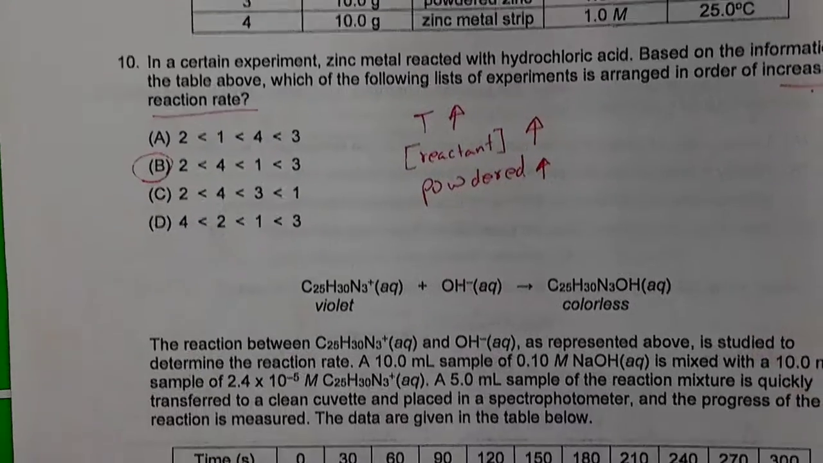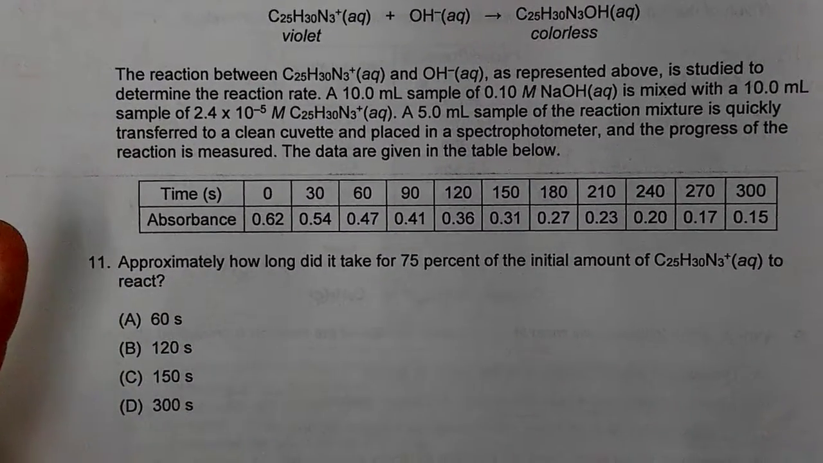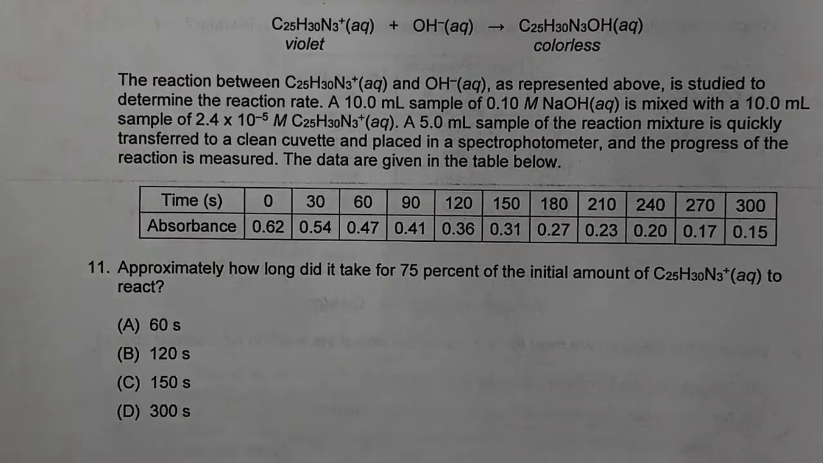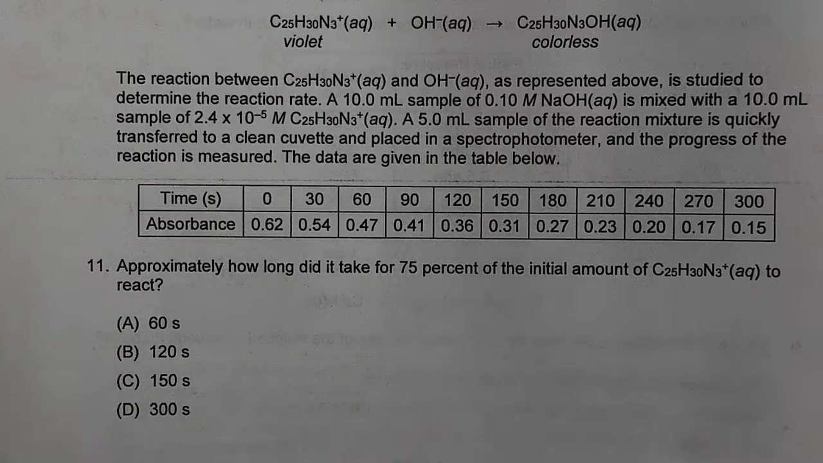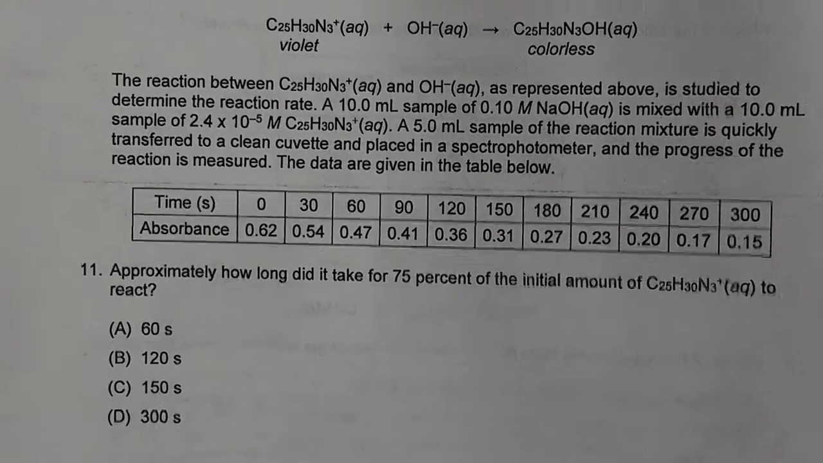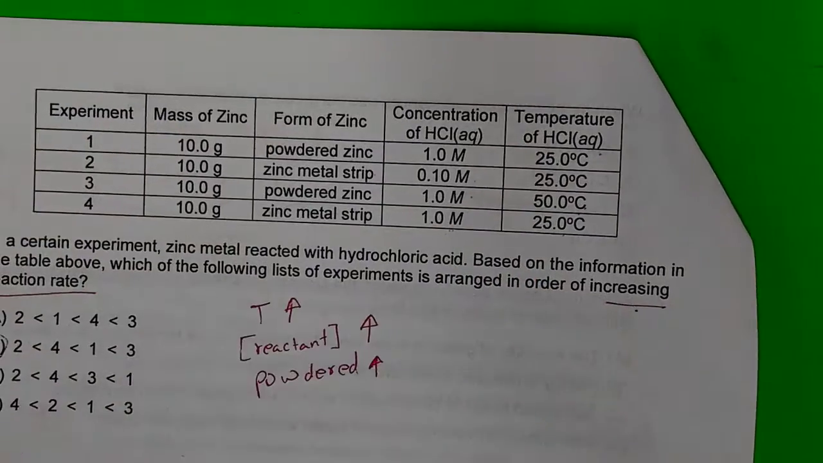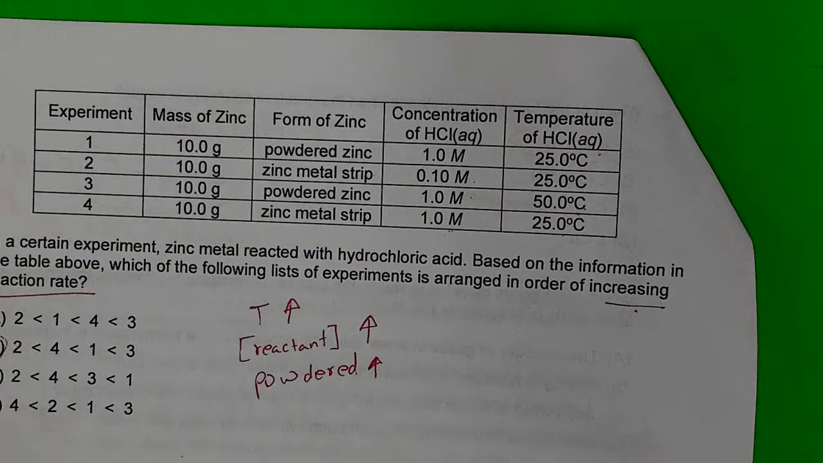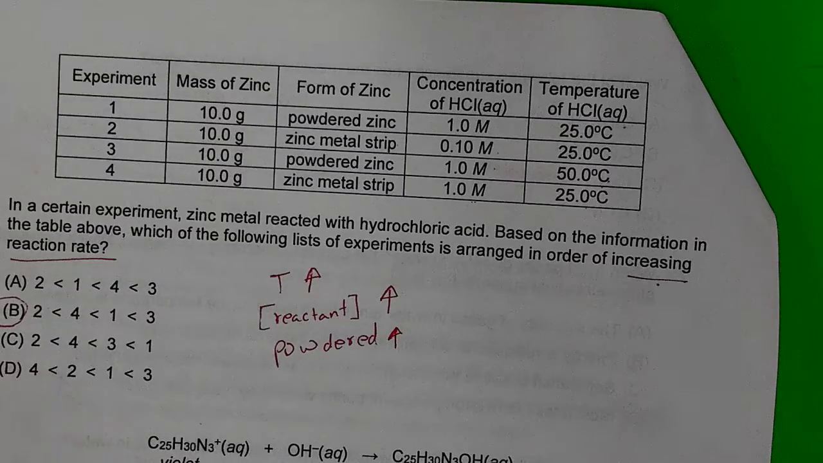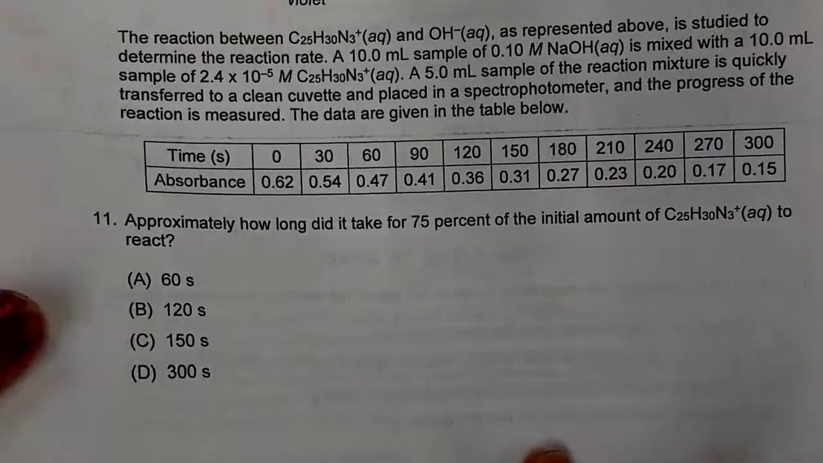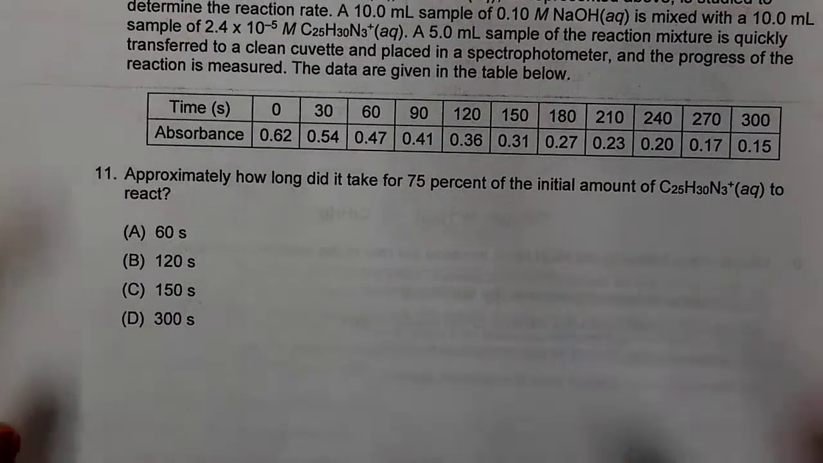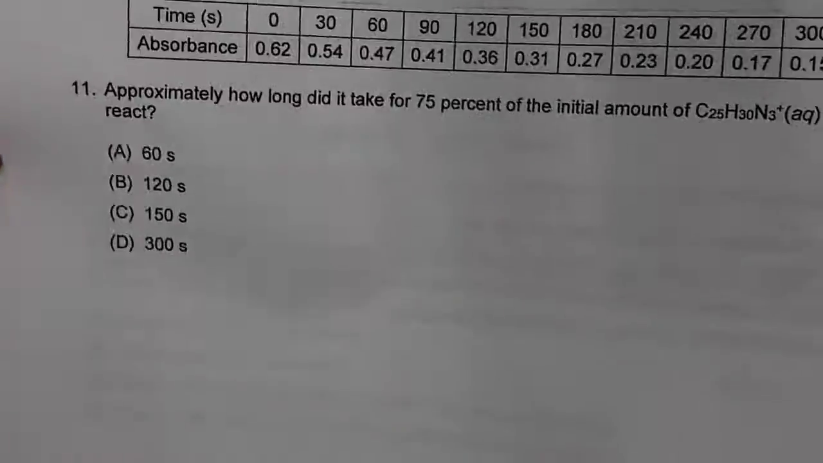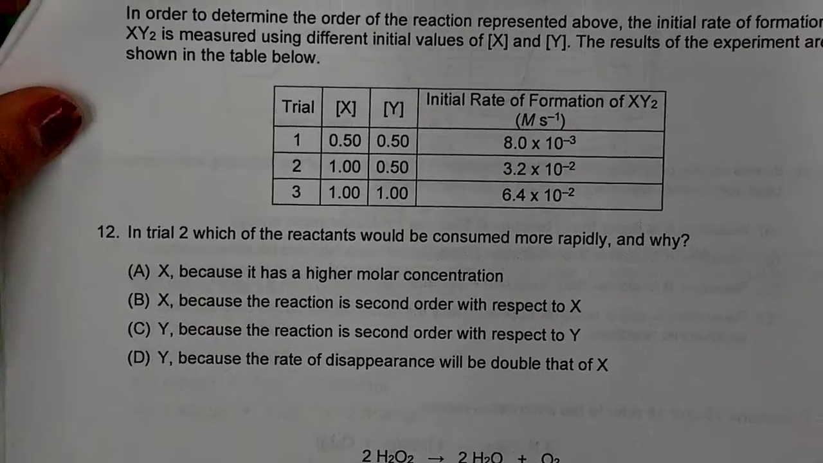Number 11, we'll talk about that later. Say they give us 2 experiments, one with the strip, but the strip is at a higher temperature than the powder. They won't do that because it's harder to tell. Yeah, they want to give you 2 that are opposite, because it's harder to tell. We'll talk about that later. For now, let's talk about number 12.